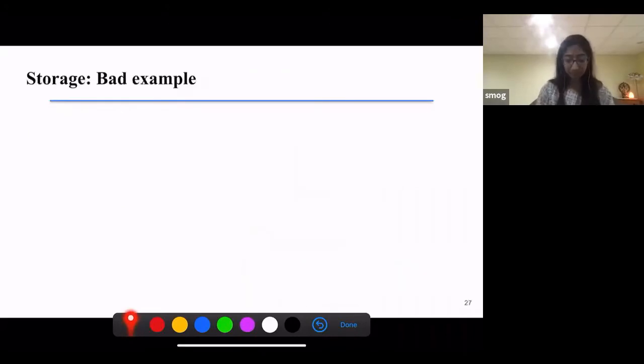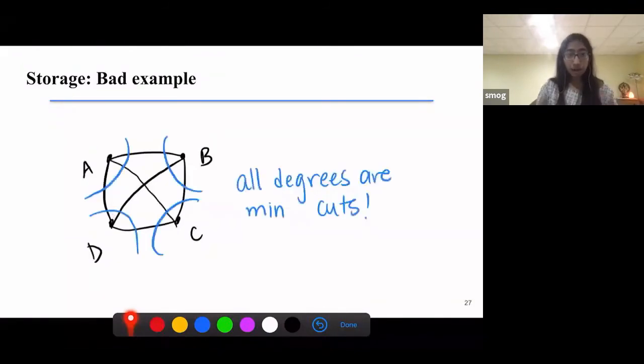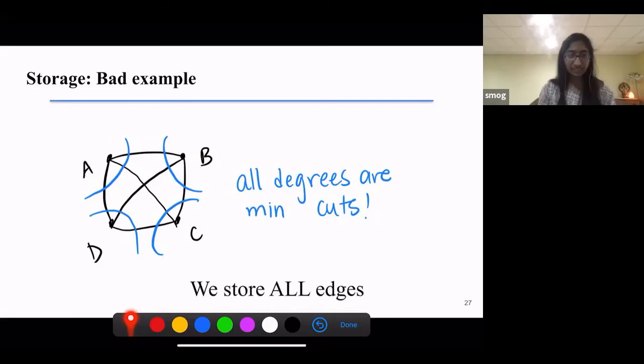So one bad example is if we're trying to preserve all the min cuts of a clique. Remember, we're trying to preserve all the approximate min cuts of the clique in our supernode graph, right? But the min cuts of a clique are all, if we take one vertex on one side and the rest of the vertices on the other side, that creates a trivial min cut, right? So all min cuts of this clique are trivial min cuts. And that means that we need to store all of the edges of the graph because we need to store all the edges that come out of each vertex. And this is bad because that means we're storing at least n squared edges and our space breaks.